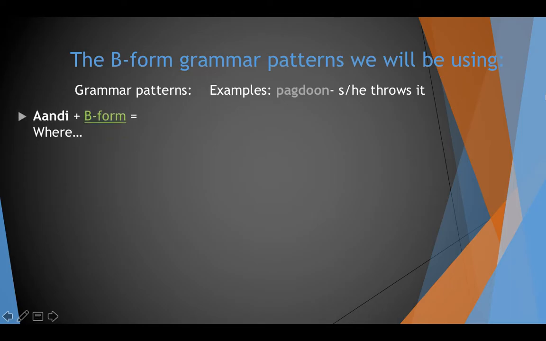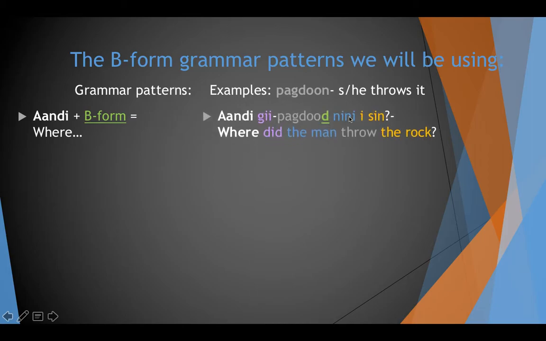For example, onde plus B form means where. So we've got onde gi pugdot nene isin. So where did the man throw the rock? We've got where is onde. Gi is past tense, did. The blue here is the man, nene. Pugdo is throw, and isin is the rock. So we can see how that breaks down there, color coded for you guys. So onde gi pugdot nene isin. So where did the man throw the rock?